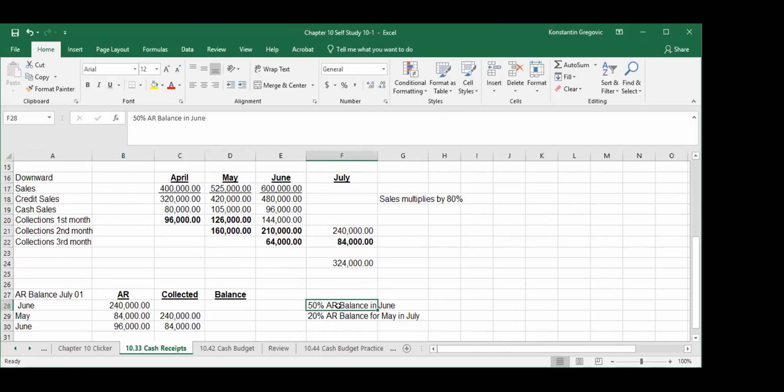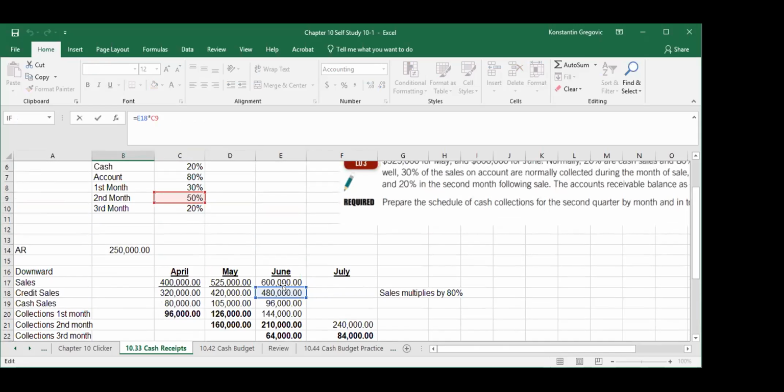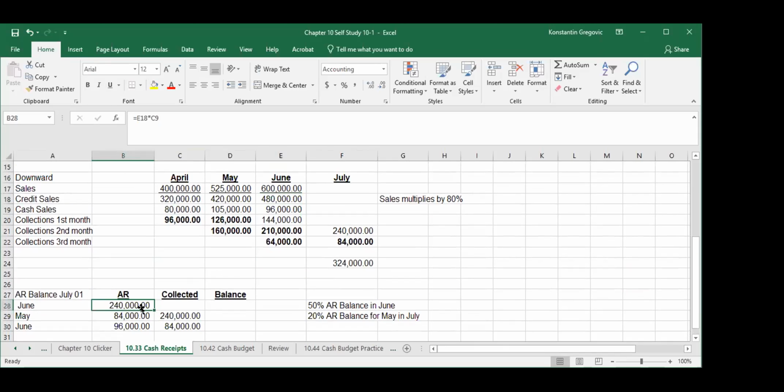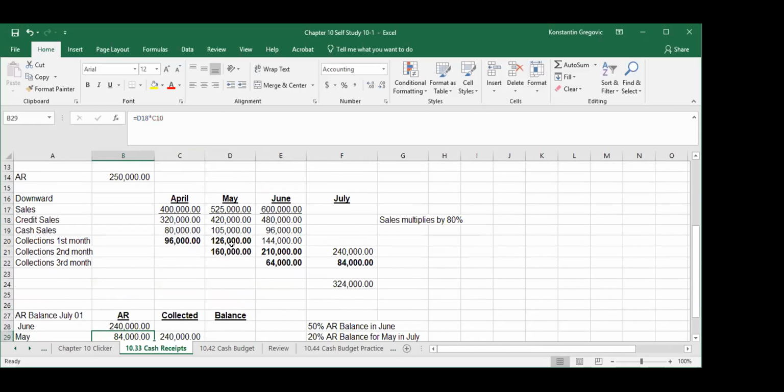So in June, you had 50% balance. June, 480,000, your second month is 50%. You still got 50% to collect. For May, you had 420,000. You still got 20% in your third month. You still got 30% that makes up your receivable. You haven't collected that money yet.